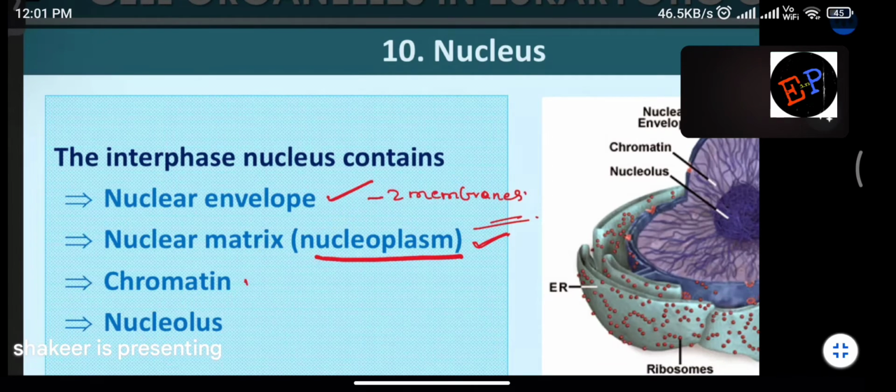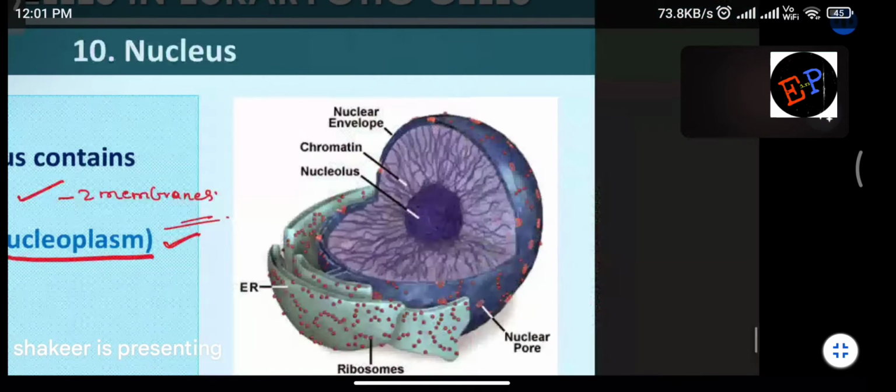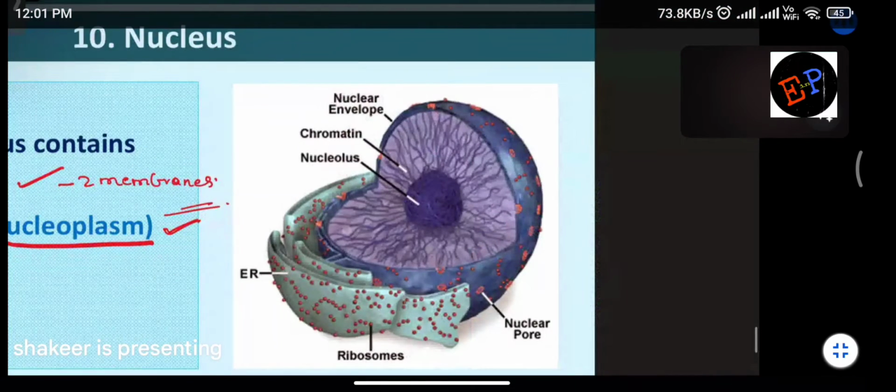Okay? And chromatin fibers are present, and inside the nucleus again you find a structure which is called the nucleolus. So these are the different regions present inside the nucleus. Clear? So in the figure you can see here the nuclear pores. It means small holes are present on the nucleus. From these holes only the chromosomes come out. Are you able to understand? RNA molecules also come out of these holes.